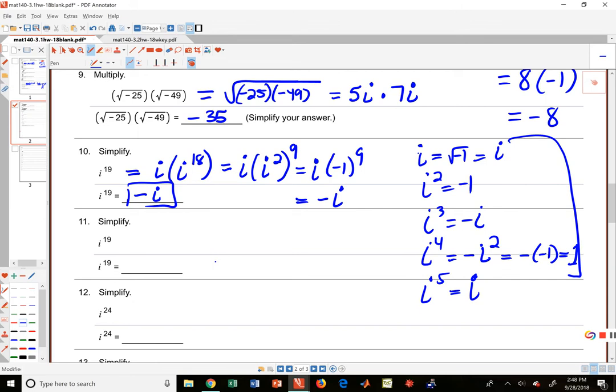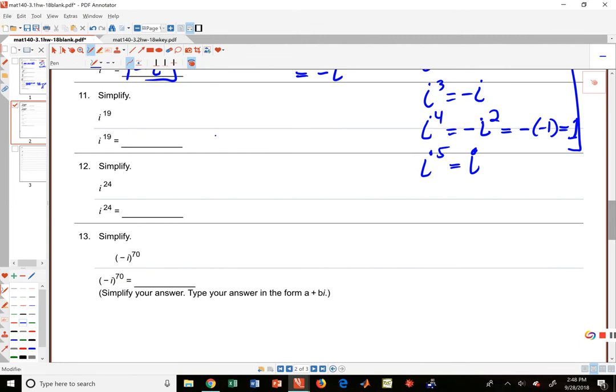All right. Now i to the 24th. So another strategy, what you do is you say, how many times does 4 go into 24? Well, it goes 8 times. Oops, sorry, it doesn't go 8 times. It goes 6 times. So you could rewrite this as i to the 4th to the 6th. Right? And i to the 4th we know is 1. So this is 1 to the 6th, which is 1. Okay, so i to the 24th is 1.